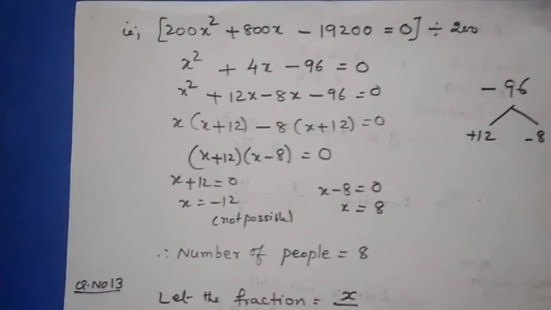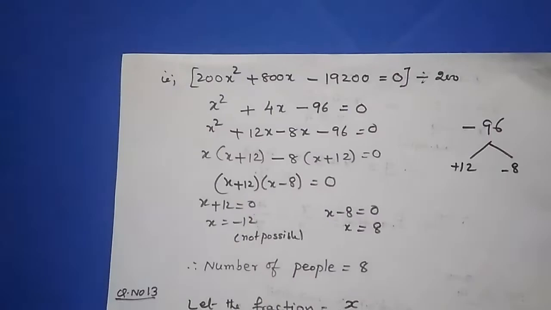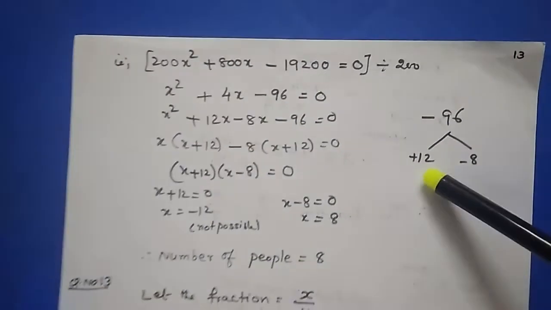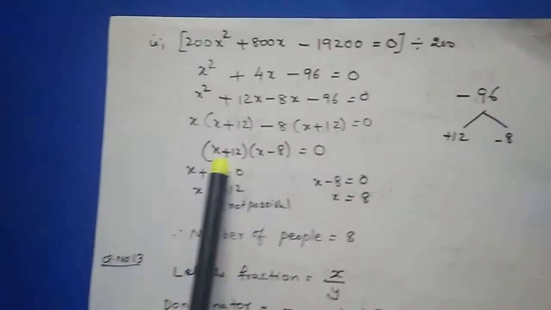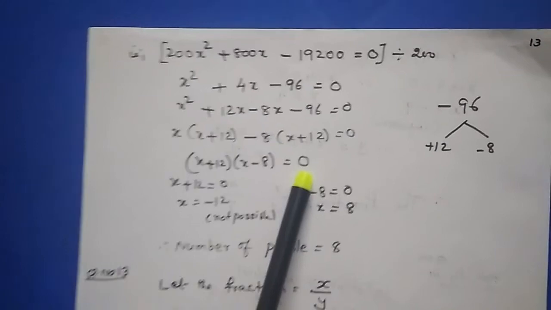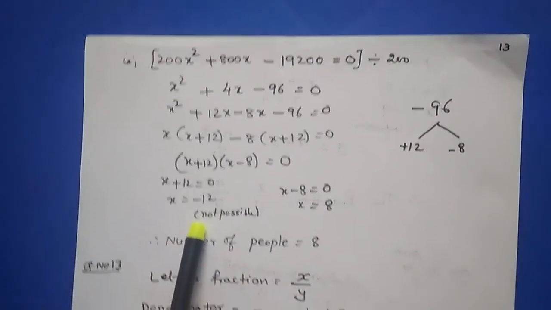Same splitting method will come in this problem sums. So, minus 96, 12 into 8, plus 12 minus 8, because the middle term is positive here. So, you are getting x plus 12 into x minus 8 is equal to 0. x is equal to minus 12 is not possible. Number of people will not be negative.